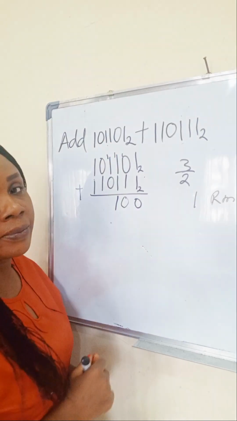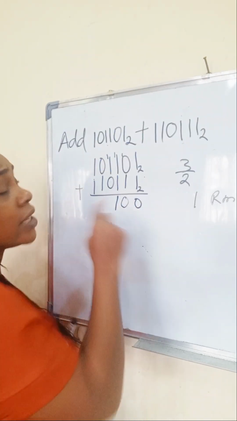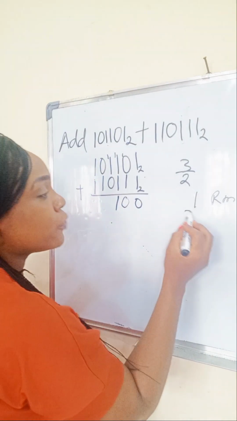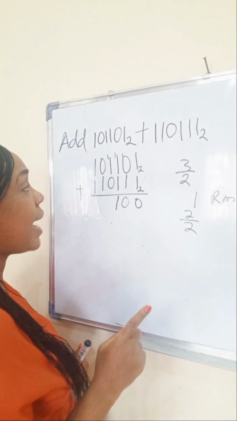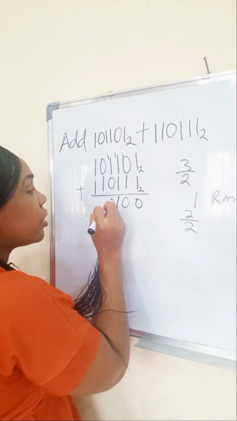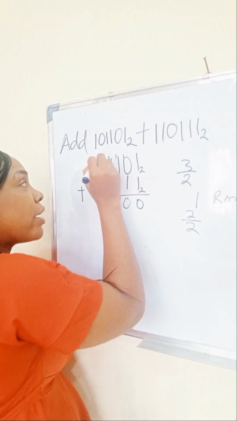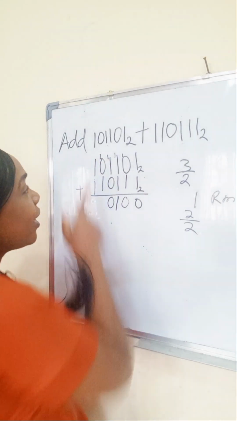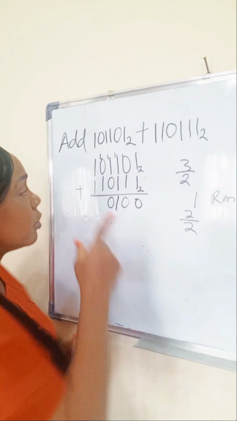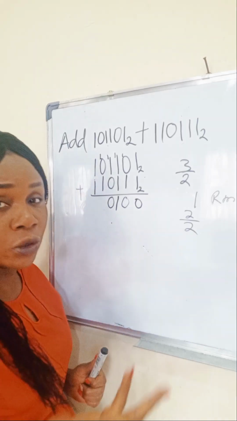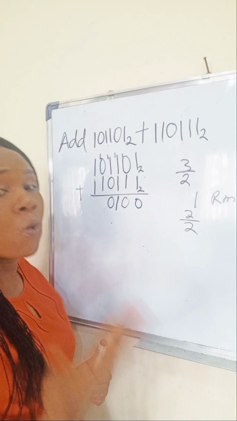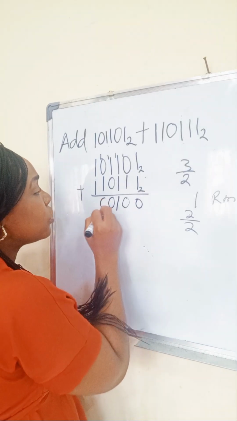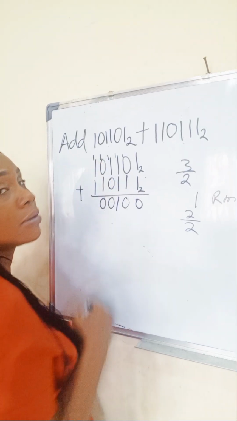1 down here. 1 plus 1 is 2. We have 2. We divide by 2 again. Gives us what? 1, remainder 0. We write down the remainder, which is 0, and carry 1. Okay? 1 plus 0 is 1. Plus 1 gives us 2. Isn't it? Still 2 divided by 2 is 1, remainder 0. We write down 0, carry 1.